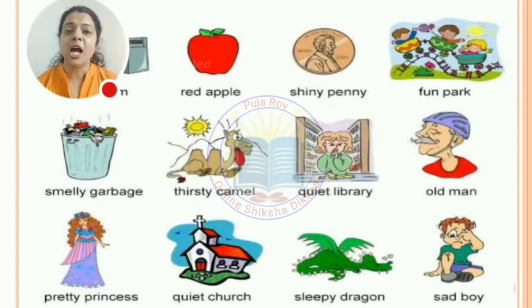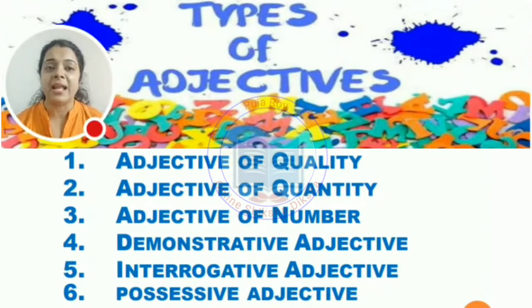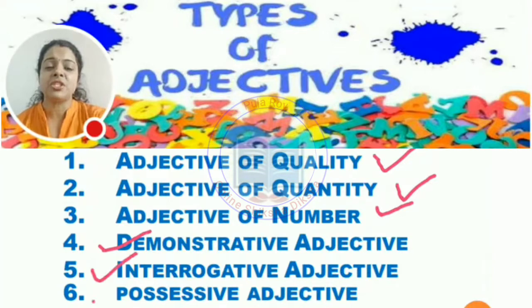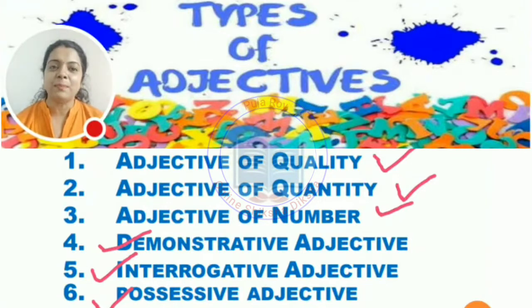Now let's talk about how many kinds of adjectives we have. Adjectives have a number of types, a number of kinds. First we have adjective of quality, adjective of quantity, adjective of number, demonstrative adjective, interrogative adjective, and the last we have possessive adjective. You may have a feeling that there are only 6 kinds of adjectives. No. Actually, in one adjective also we have a number of kinds. So sometimes we go for 6 kinds of adjectives, and sometimes we find more kinds of adjectives, but they all are part of this one only.